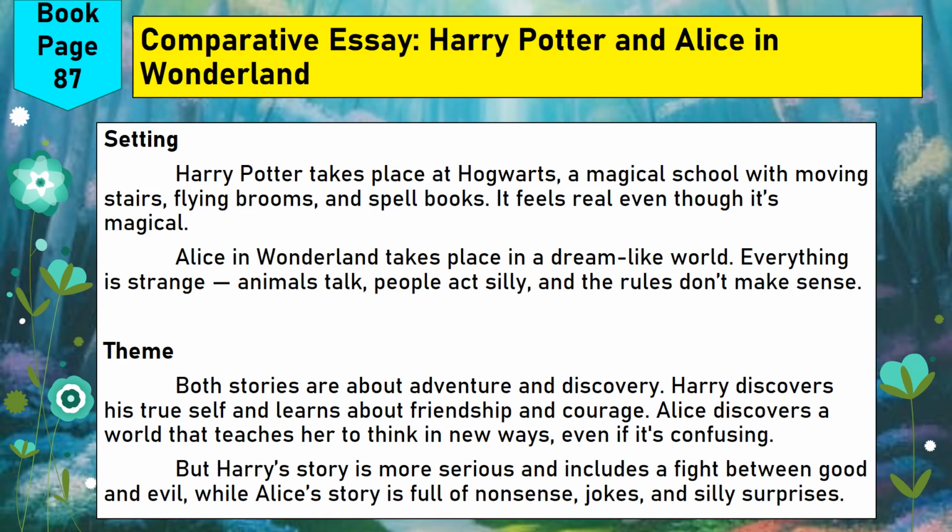Next is setting. Harry Potter takes place at Hogwarts, a magical school with moving stairs, flying brooms, and spell books. It feels real even though it's magical. Alice in Wonderland takes place in a dream-like world. Everything is strange, animals talk, people act silly, and the rules don't make sense.